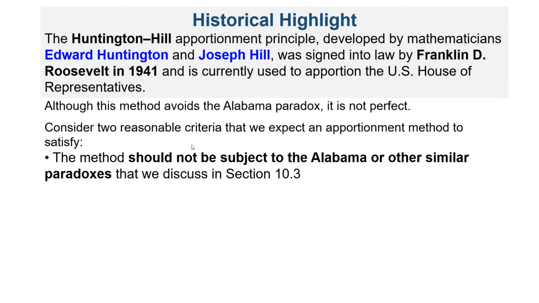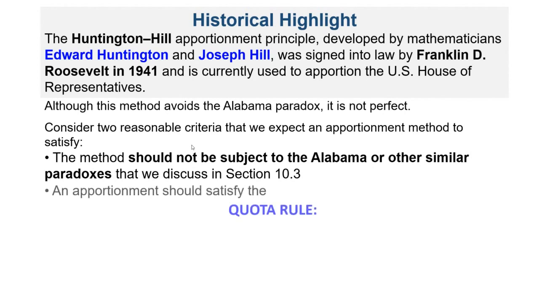Although this method avoids the Alabama paradox, it's still not perfect. We have two criteria to evaluate the fairness. First, the method should not be subject to the Alabama or other similar paradoxes. We will discuss them later. And second, the apportionment should satisfy the quota rule. And this is the problem with the Huntington Hill method.